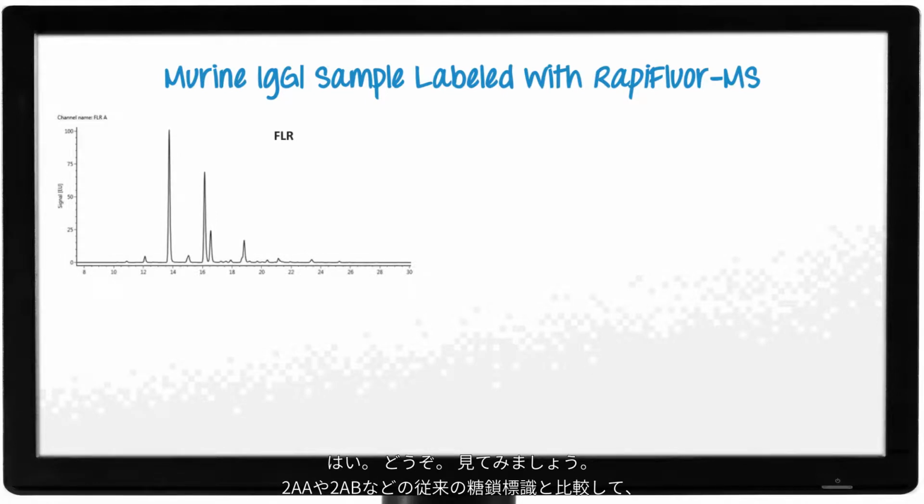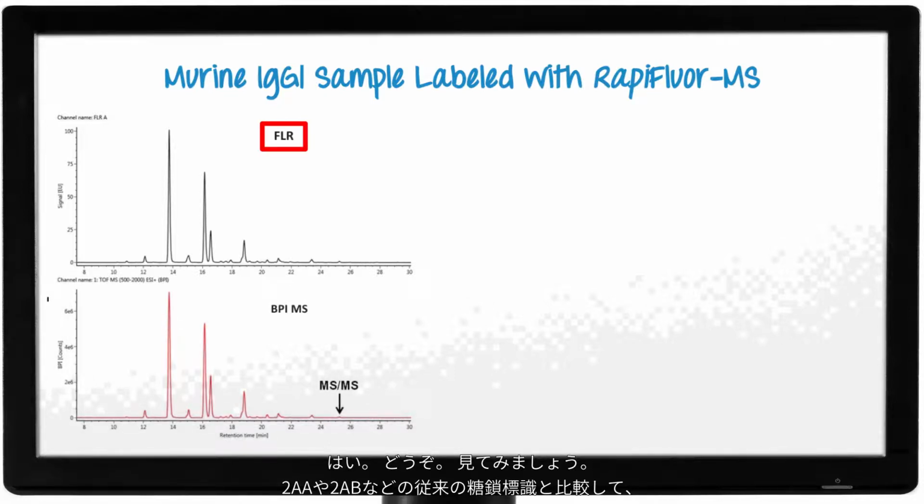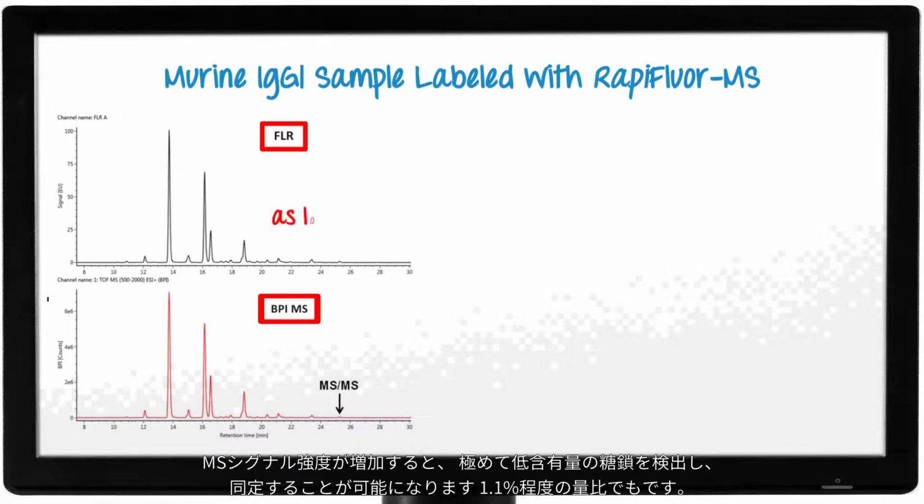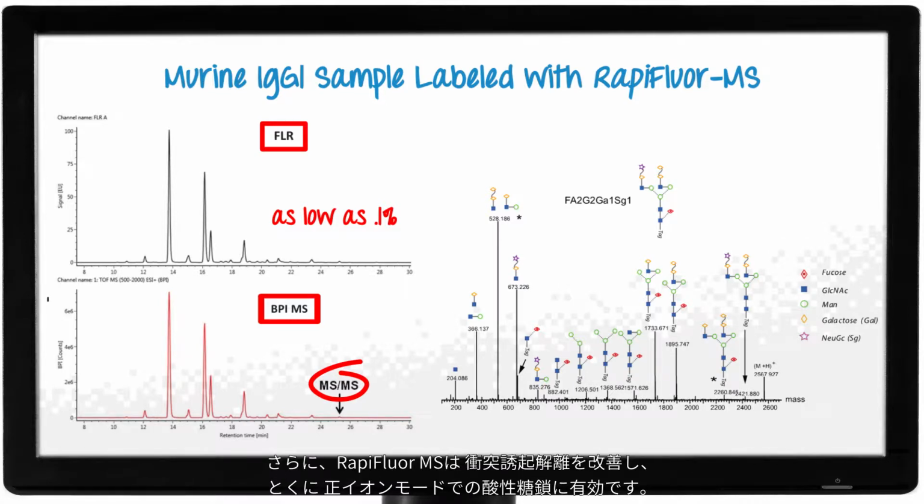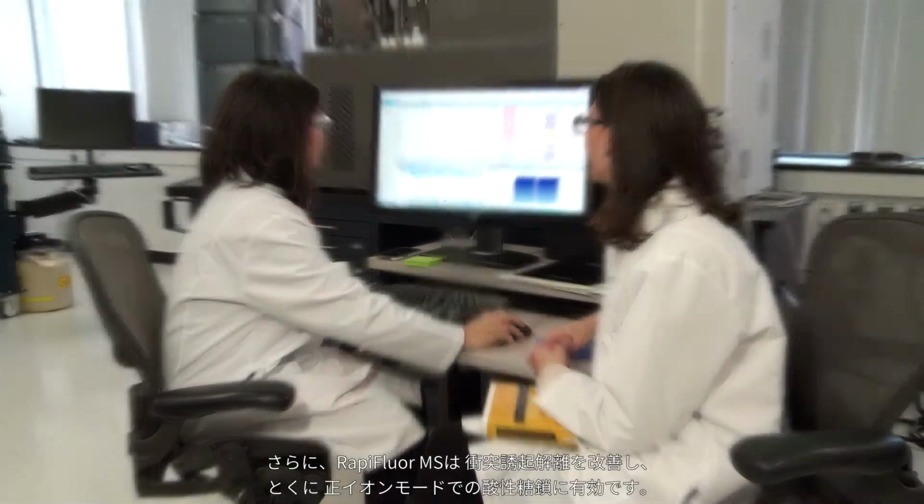Compared to the conventional glycan labels such as 2AA and 2AB, RapidFluor MS label significantly enhances fluorescent and the mass spectrometry signals. The increased MS signal enables the detection and identification of very low level glycans as low as 0.1% level. In addition, RapidFluor MS improves the collision-induced fragmentation, particularly for acidic glycans in positive ion mode.